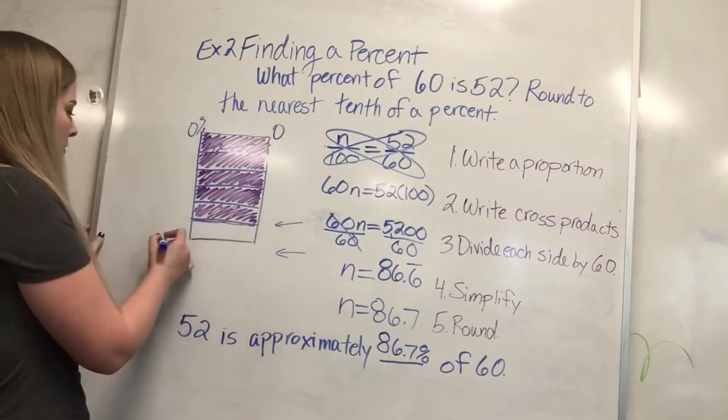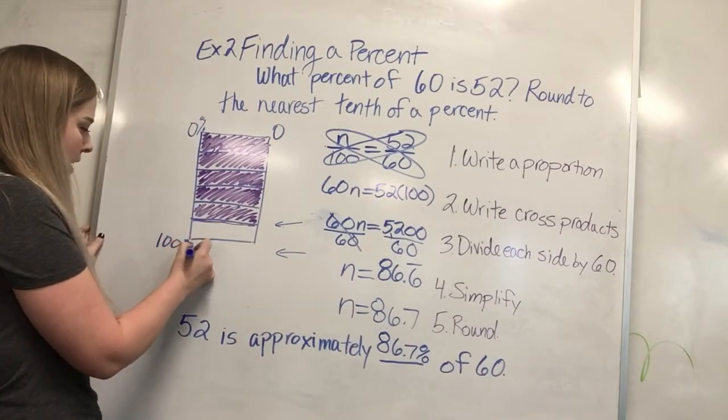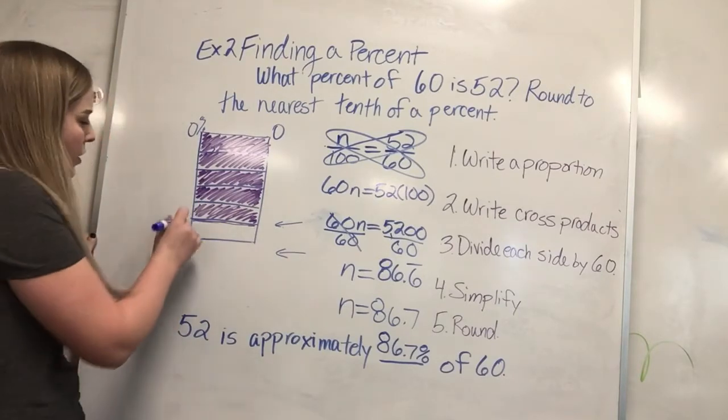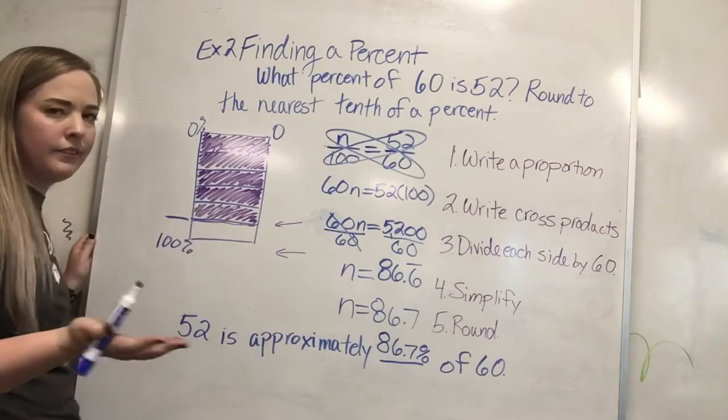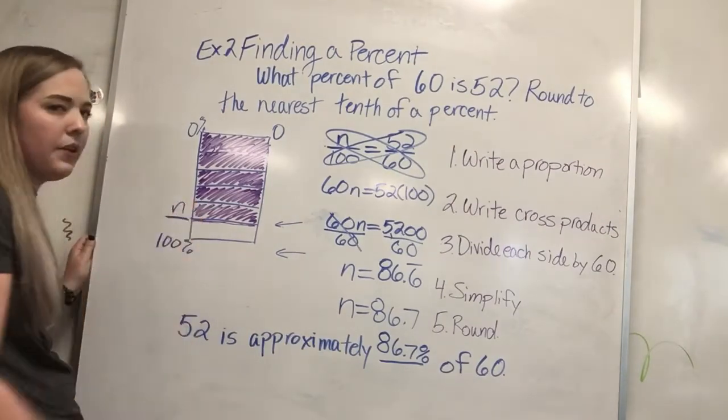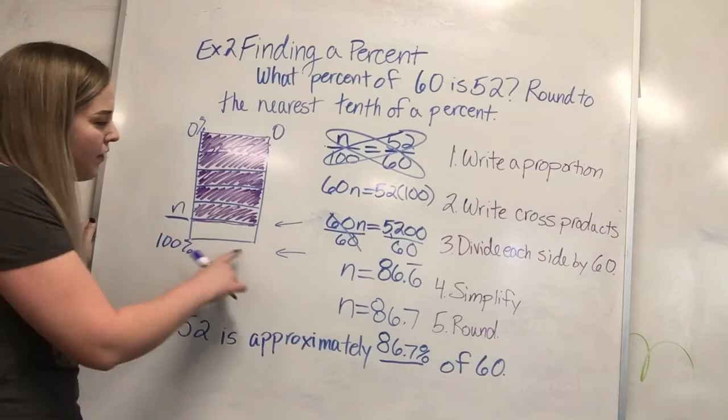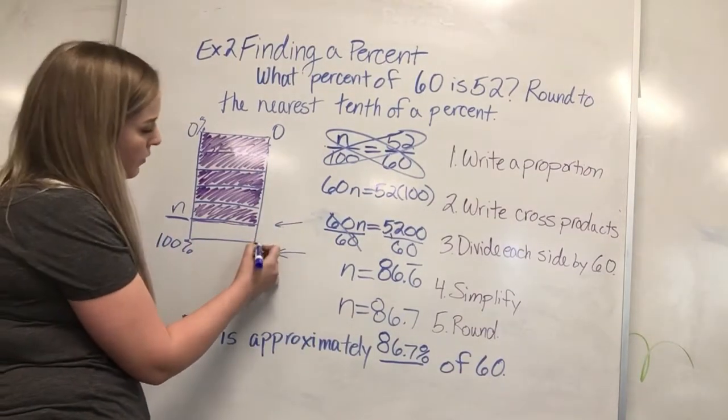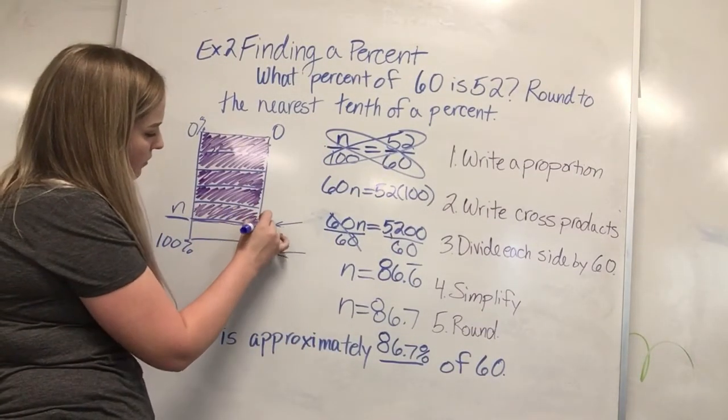So we always know that the largest you can go is 100%, right? All right, and did we know this percentage at the beginning? No, so we represented it with n. And then on this side, the whole we decided was 60, and the part was 52.